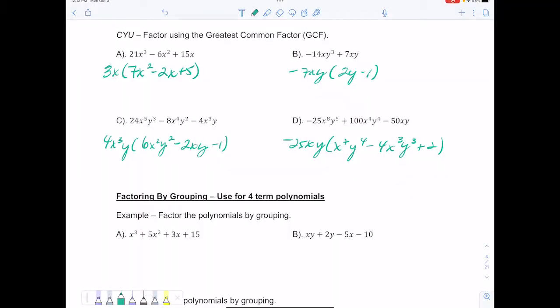Hi everyone, in this next video, we're going to be looking at factoring by grouping and some other techniques. I've provided the answers for the Check Your Understanding for the last video, so you can check those and make sure that you understand how to factor out the greatest common factor.